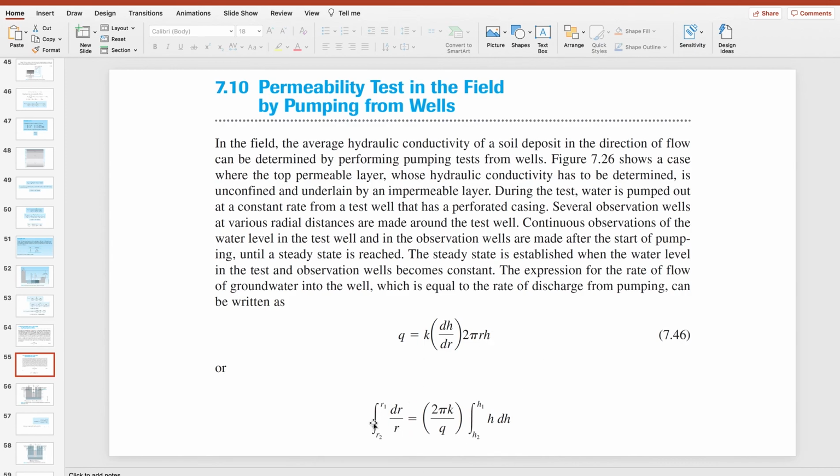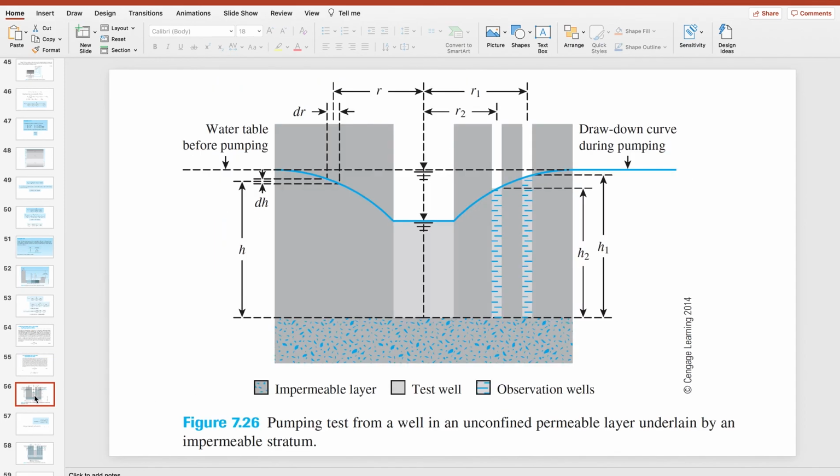So cross multiply. So the change in R with respect to R is equivalent to 2 pi K over Q, and the integral of H dH from H1 to H2 is also equivalent to the integral of dr over r from R1 to R2. Okay, so this is H1 to H2, the change in H1 to H2.